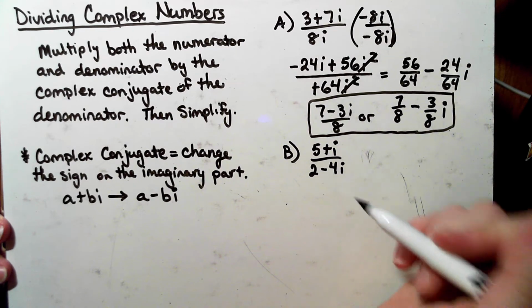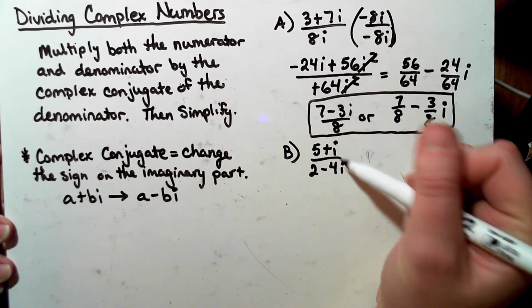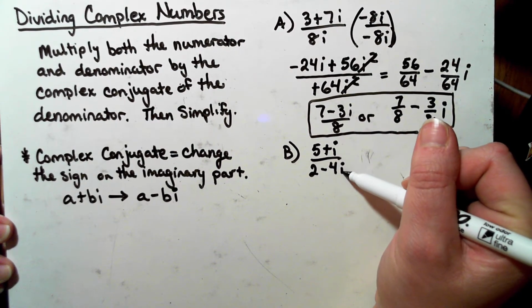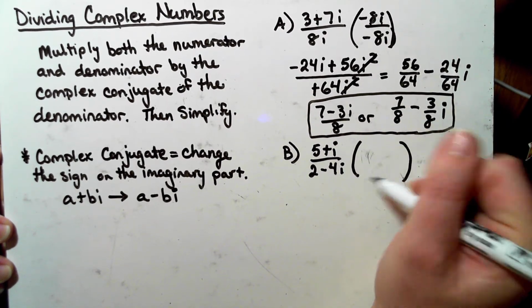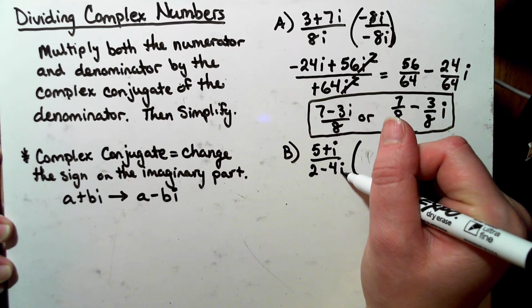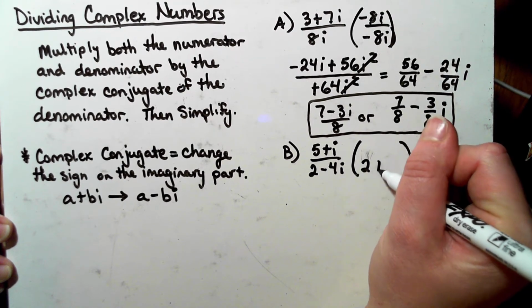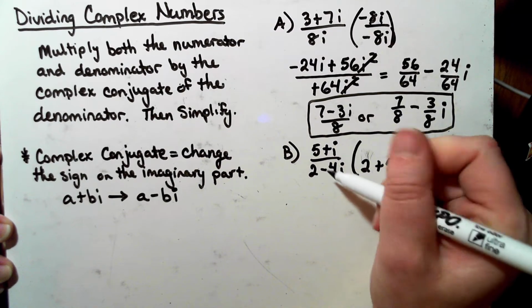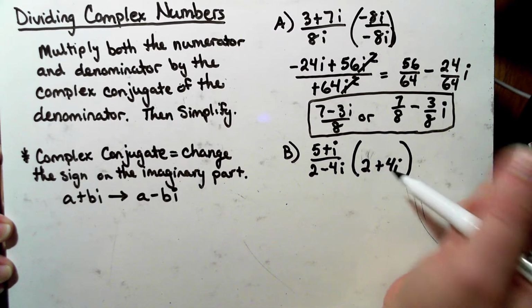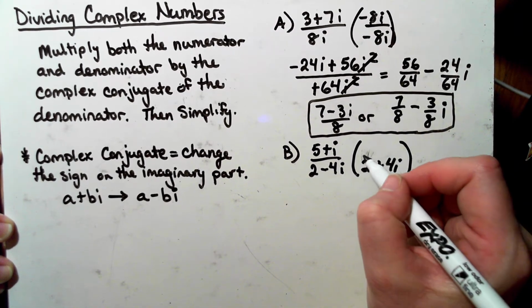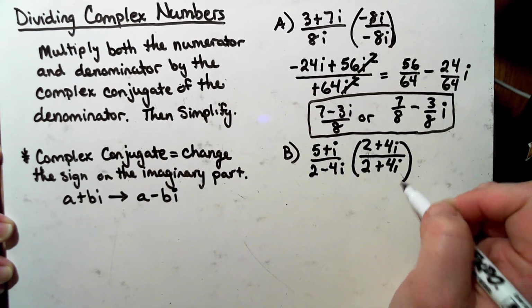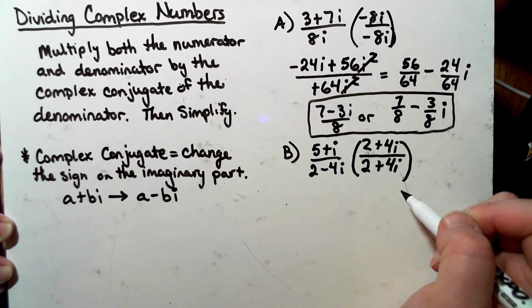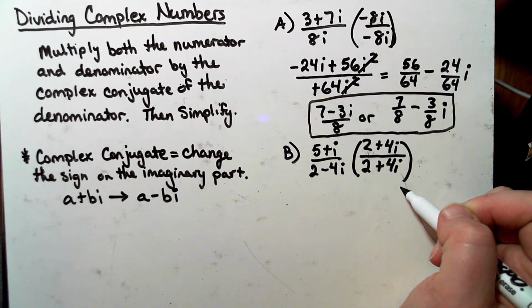Okay, let me show you another example. I have 5 plus i divided by 2 minus 4i. So I have to multiply by the complex conjugate of the denominator. So it's 2 plus 4i. I changed the sign on the i part, just the i part. Okay, and now I have to multiply by that in the numerator as well, because this fraction is actually equal to 1. So you're just multiplying by 1, so the value is not changing.